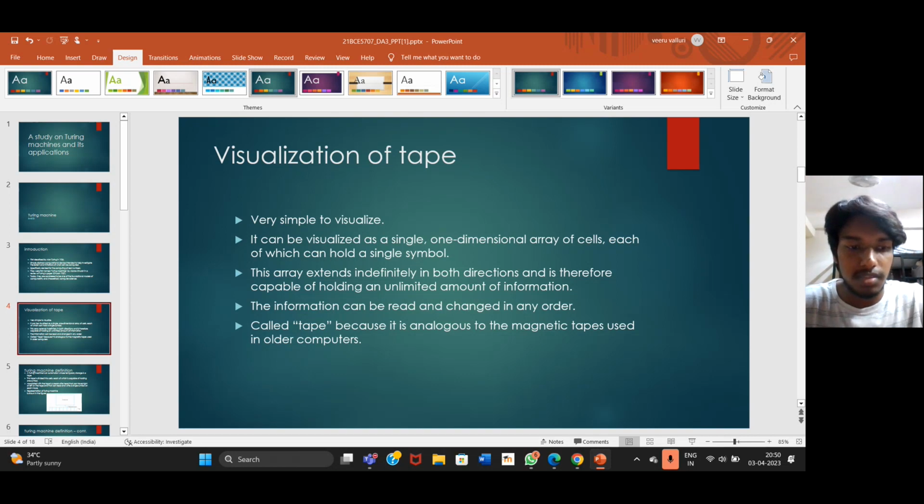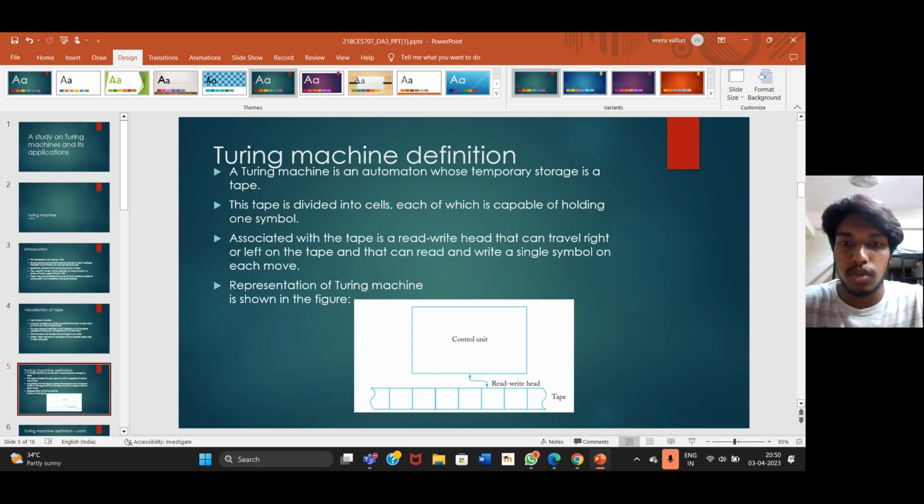The definition of a Turing machine. A Turing machine is an automaton whose temporary storage is a tape. This tape is divided into cells, each of which is capable of holding one symbol. Associated with the tape is a read-write head that can travel right or left on the tape and that can read and write a single symbol on each move.